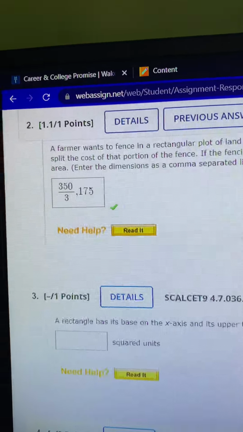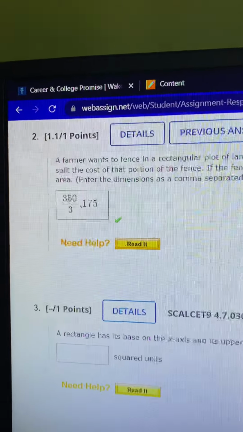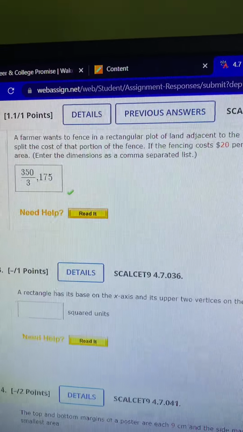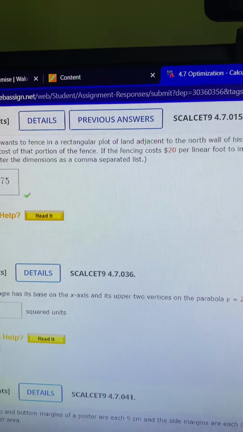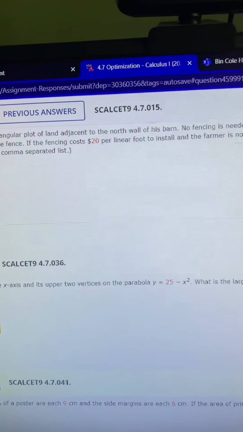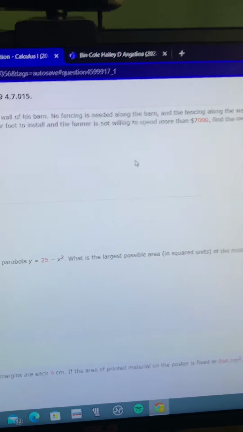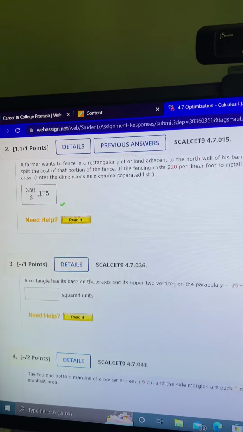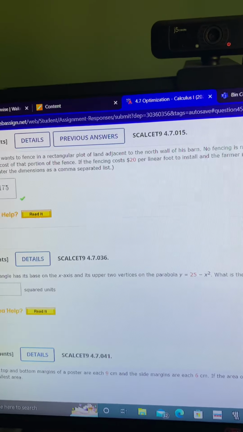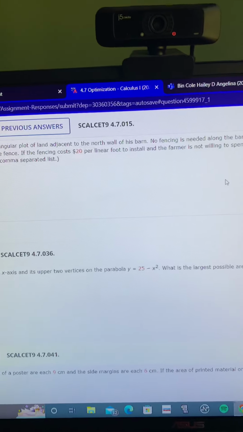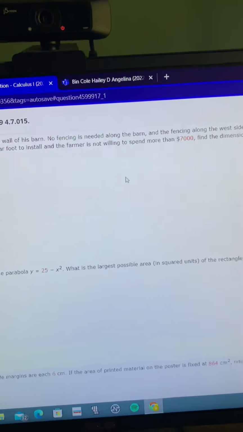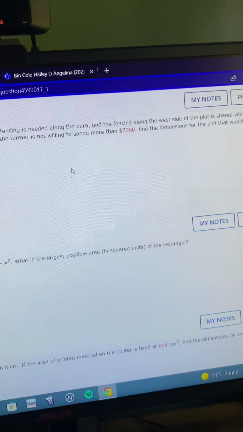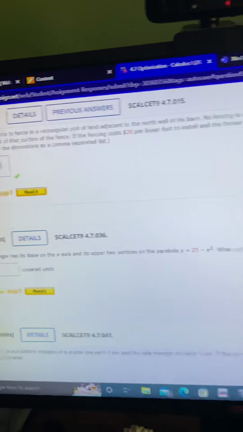Alright, so I was doing number 2 on WebAssign 4.7. The question's asking, a farmer wants to fence in a rectangular plot of land adjacent to the north wall of his barn. No fencing is needed along the barn, and the fencing along the west side of the plot is shared with a neighbor who will split the cost of that portion of the fence. The fencing costs $20 per foot to install, and the farmer is not willing to spend more than $7,000. Find the dimensions for the plot that would enclose the most area.